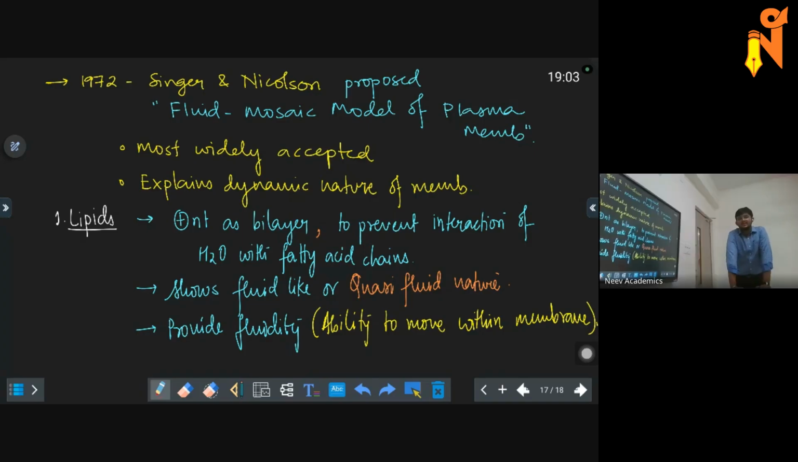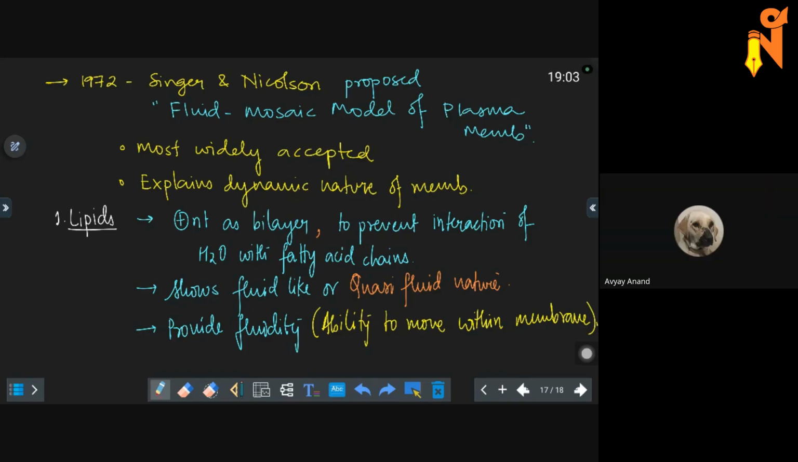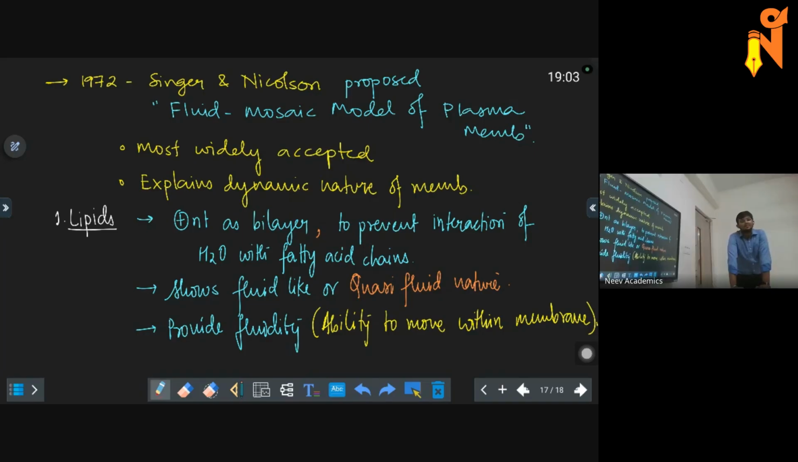Fatty acid chain reacts with water, and the whole structure will disrupt. You have studied about micelles, how detergent works on dirt. It is the same function. Detergent does the same thing.